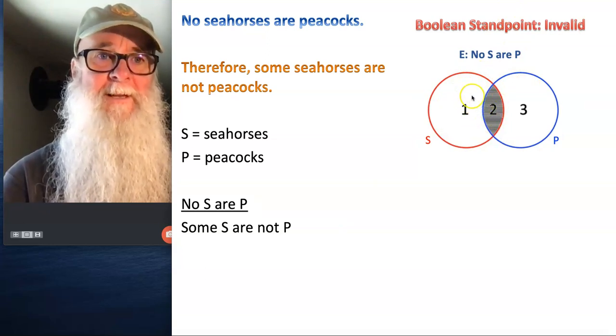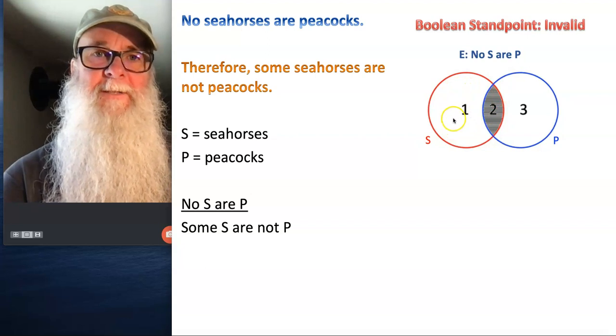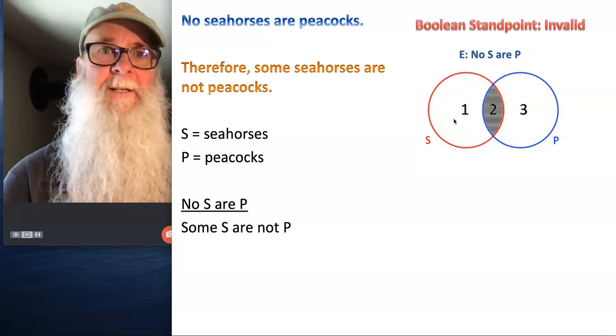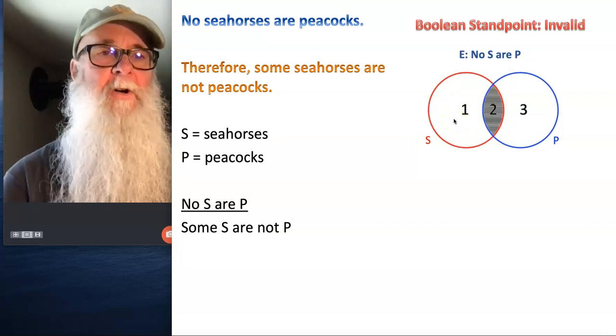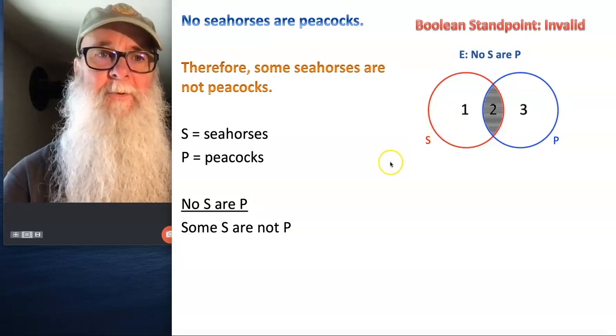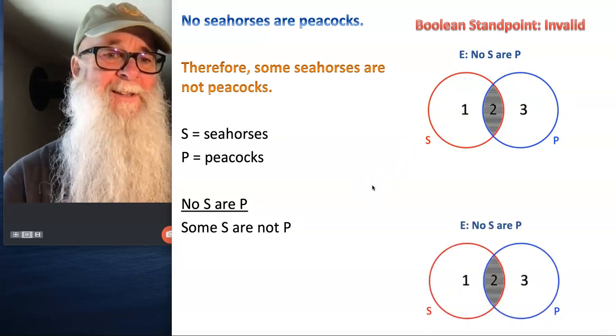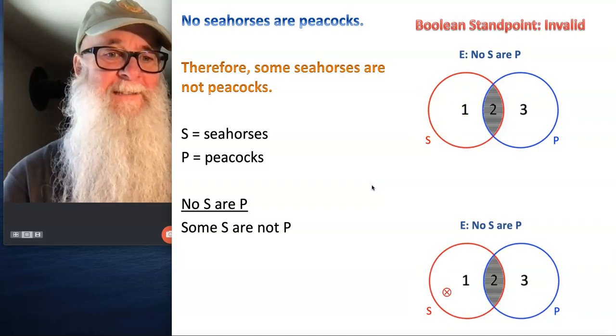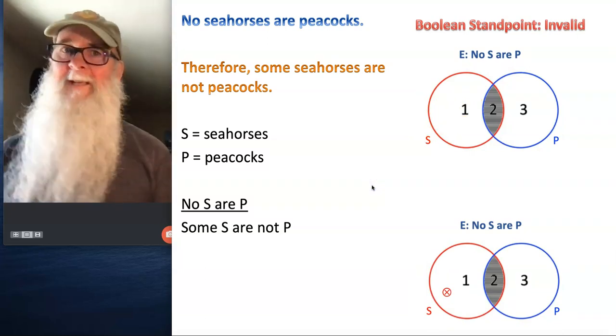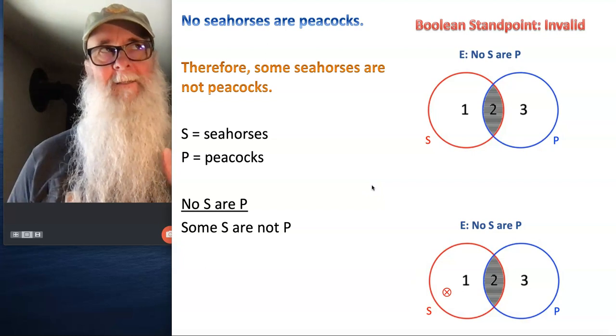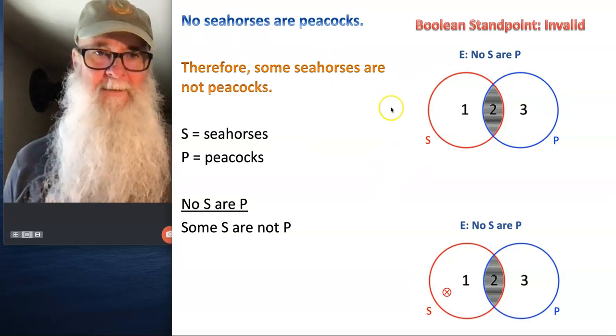there's only one area where all the S's are, area 1. All the S's that exist are in area 1. So if they're all there, there's got to be at least one there, provided they exist. And that's what that circle around the X says. It's provided they exist. I'm sort of giving you a caution here.